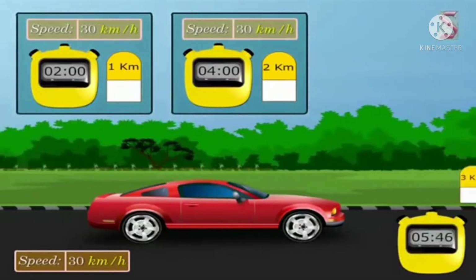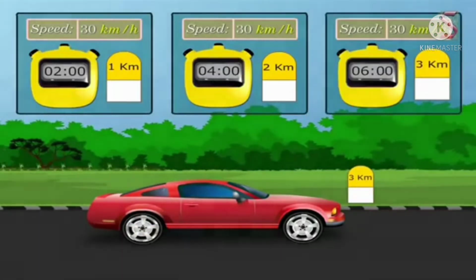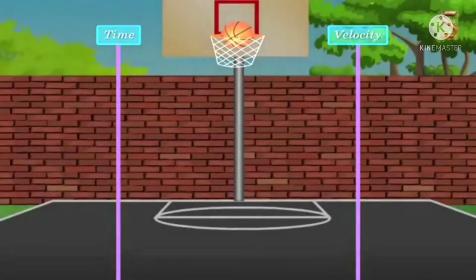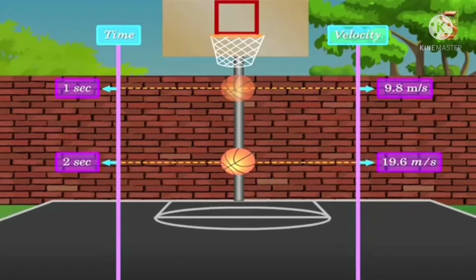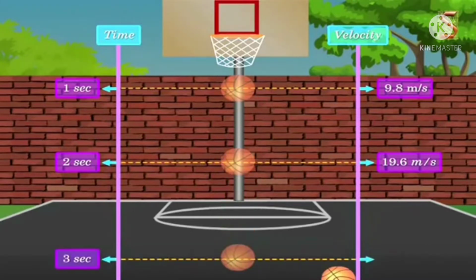Now, whenever a ball is falling from the top, here I am showing you a basketball example. In the first second it is 9.8 meters per second. In the second second the speed is increased. In the third second the speed is increased. That means for equal time intervals, its speed is changing. That means it is an example of non-uniform motion. For equal intervals of time the speed changes, the speed is not constant. You can observe that everywhere the speed is non-uniform. I am showing you examples, my dear children.